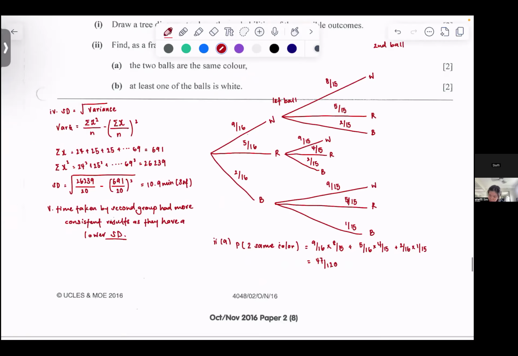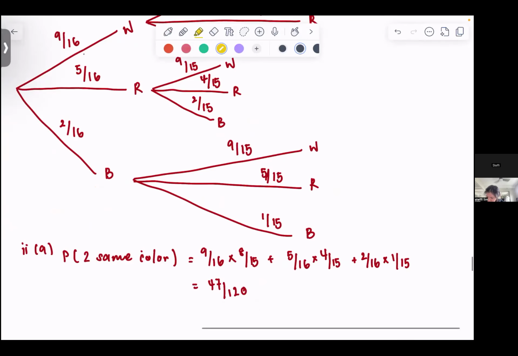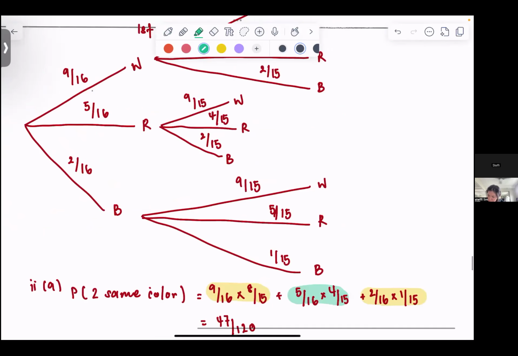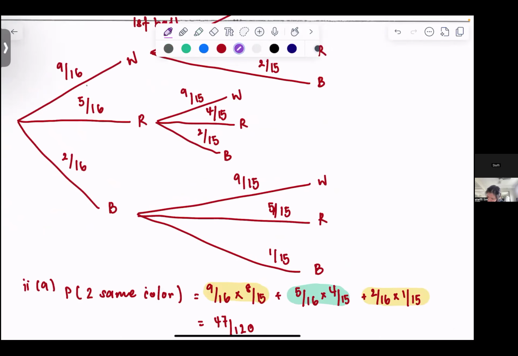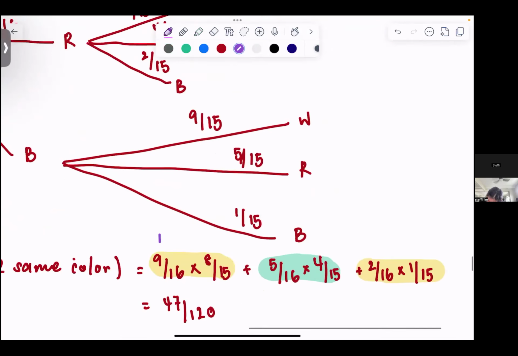If you need some visualization, let me just write it out for you. This will be the probability of first white, second white, probability of first red, second red, probability of first black, second black.